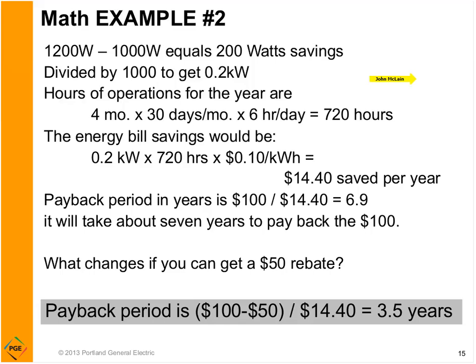Instead of 7 years, you have the $100 minus the 50 divided by the $14.40, and you end up with 3.5 years. So a $50 rebate cut the payback period into that sweet zone of 3 to 5 years. If someone gave you a $60 rebate, it would drop you down below 3 years, and the project is even better. So keep a list of these kinds of projects and keep an eye out for what the incentives are. They tend to come and go. The price of the product may drop to where it's only $90 in higher cost to get the efficiency. Things change. So keep a list of all these projects.